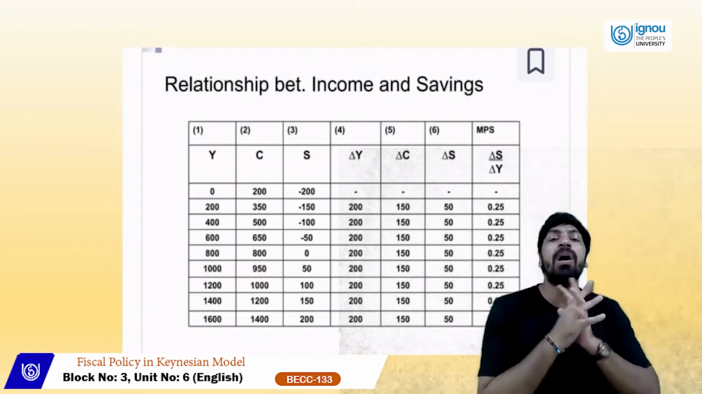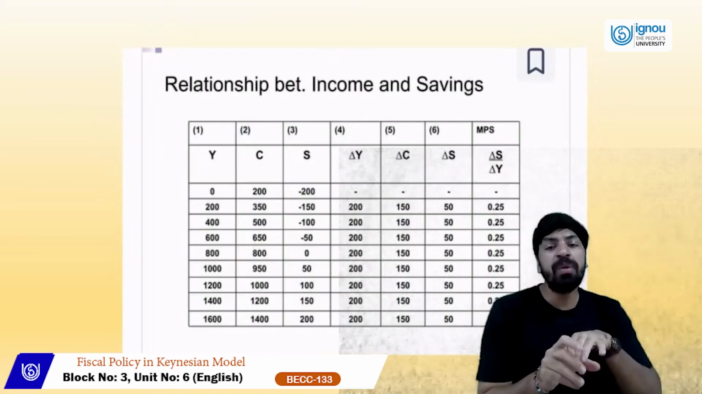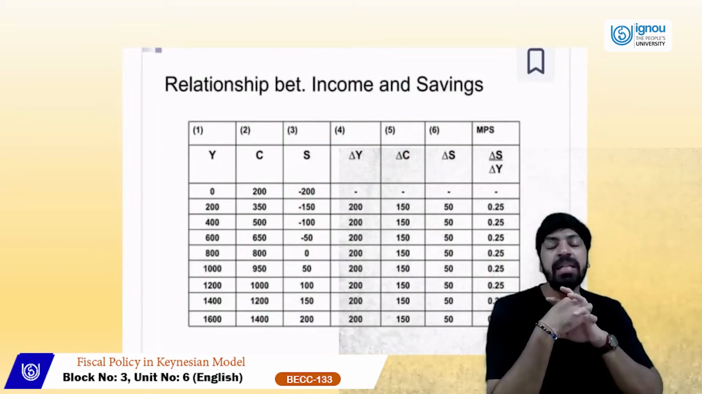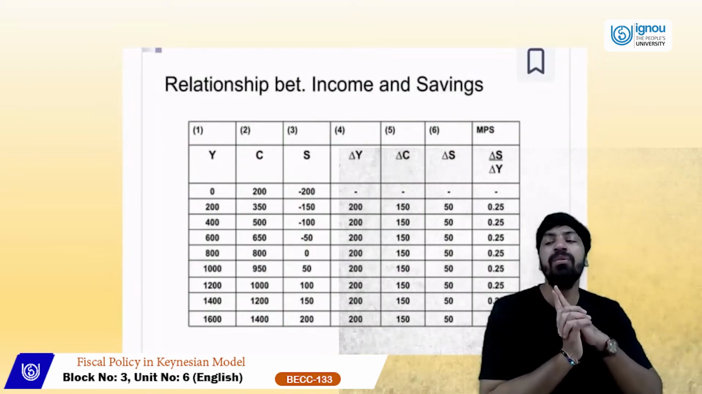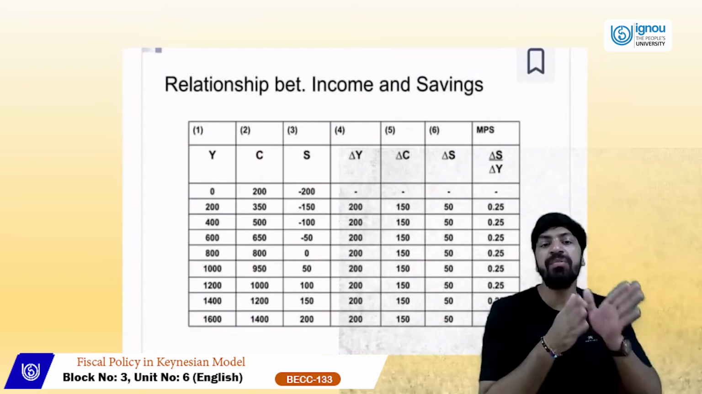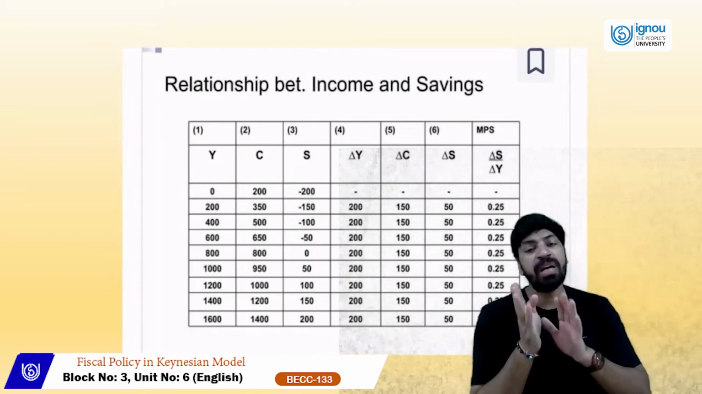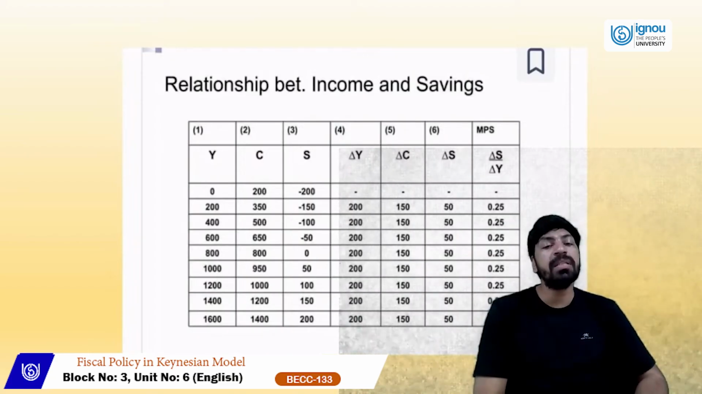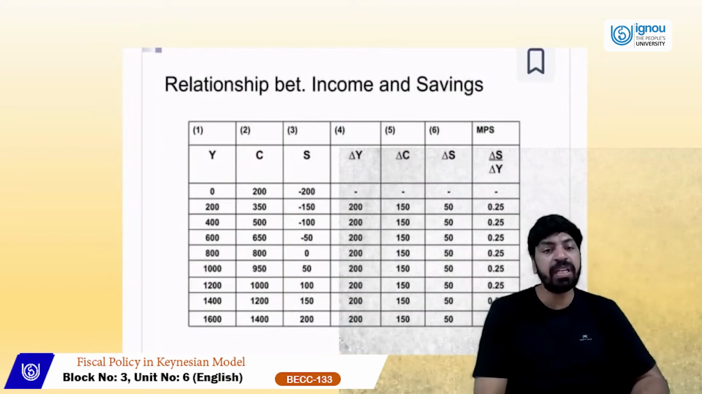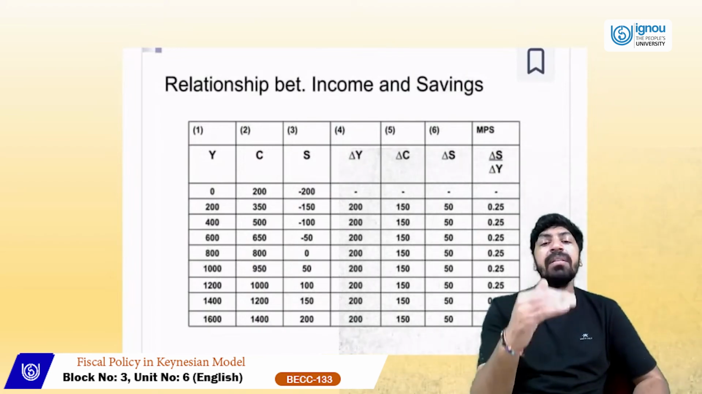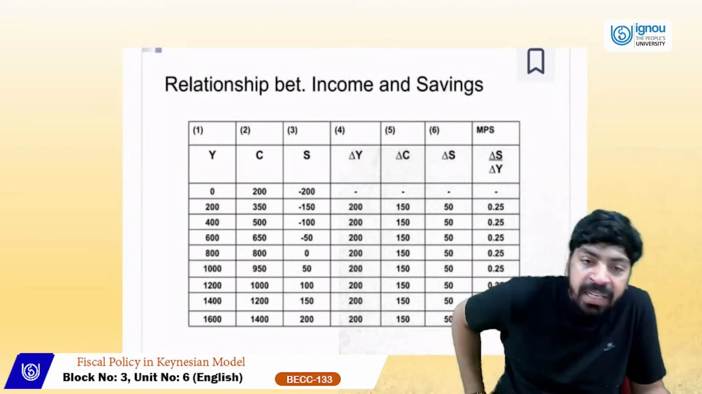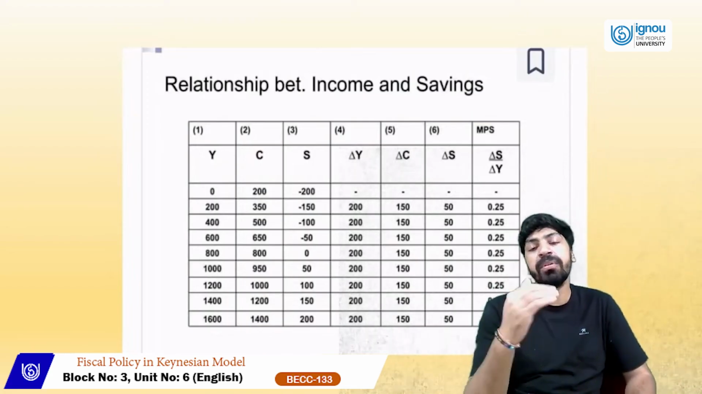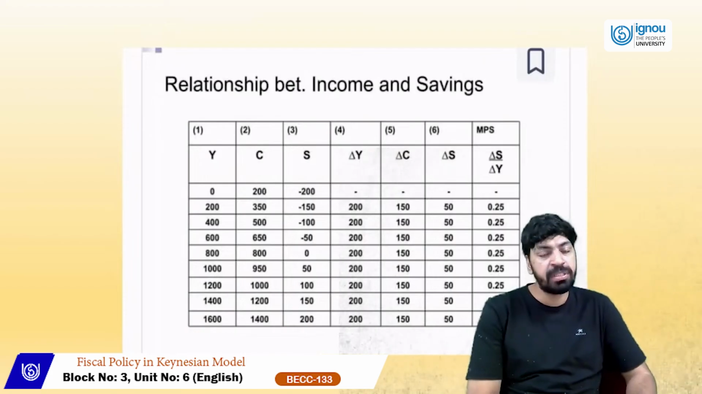How? What is the formula of saving? S is equal to Y minus C. Y stands for income and C stands for consumption spending. That is 0 minus 200, which is minus 200; 200 minus 350, minus 150; 450 minus 500, minus 100; 600 minus 650, minus 50; 800 minus 800, 0, and so on. If the value is less than 0, it becomes negative, and if more than 0, it becomes positive.